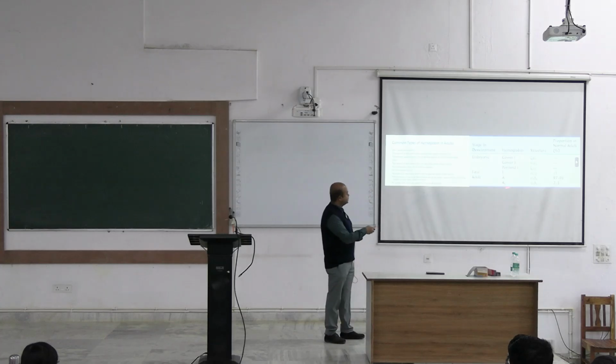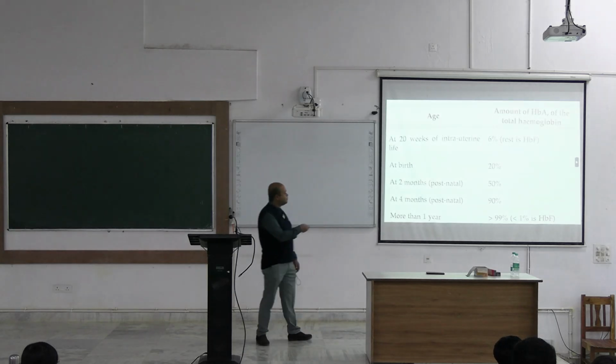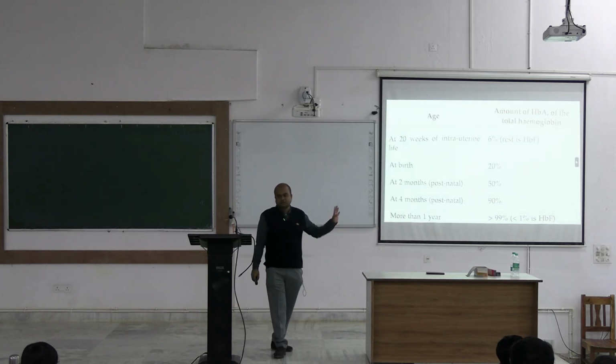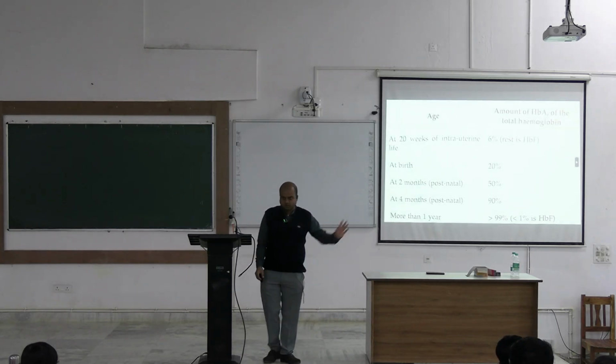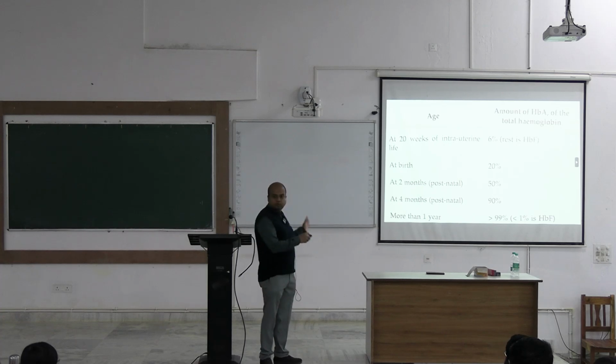So see again, A2 is 2 to 3%, and fetal hemoglobin in adults is less than 1%. This figure shows the percentage of hemoglobin A at different stages, pre-birth and post-birth. You don't have to remember every figure, and these will be obvious things. Nobody will ask you what the percentage is at 20 weeks of intrauterine life. No, not like that, but this is just a figure at, say, 4 months.